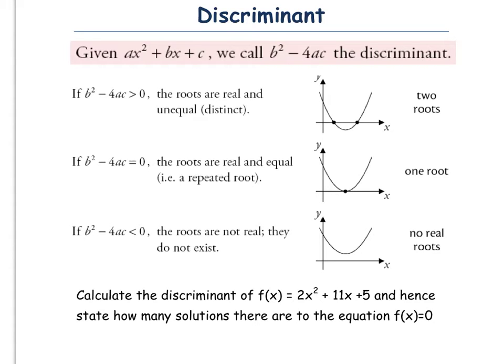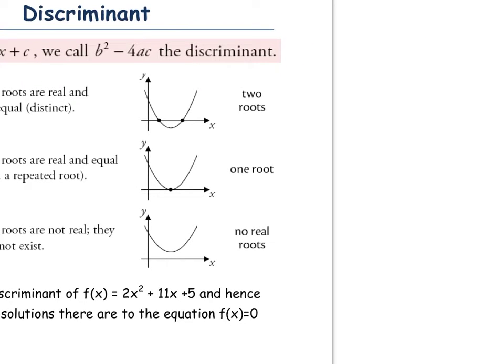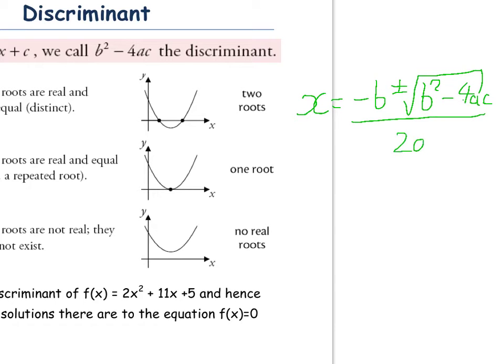Right, discriminant. This is a very important skill in Core 1, and they often ask a question to do with discriminant in an exam. Now, given ax squared plus bx plus c, we call b squared minus 4ac the discriminant. In Core 1, we've also already looked at the quadratic formula, which is x equals minus b plus or minus the square root of b squared minus 4ac all over 2a.